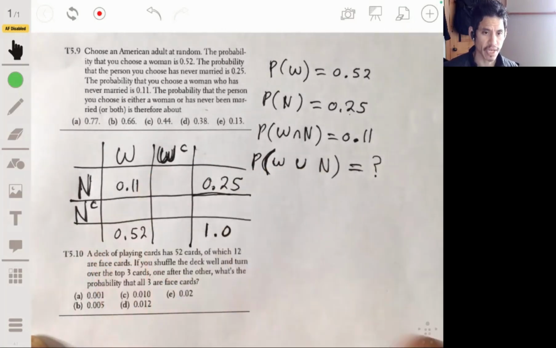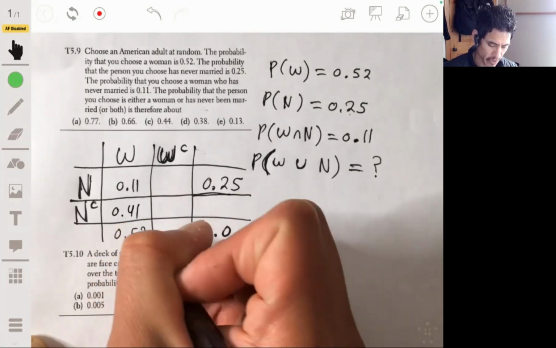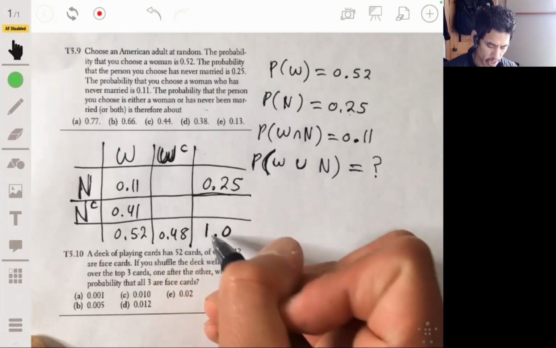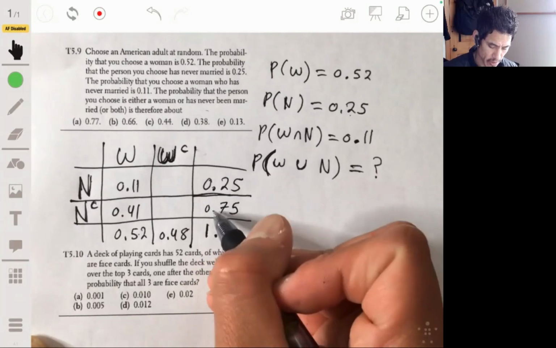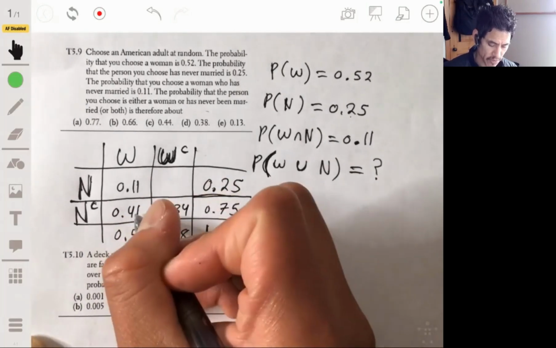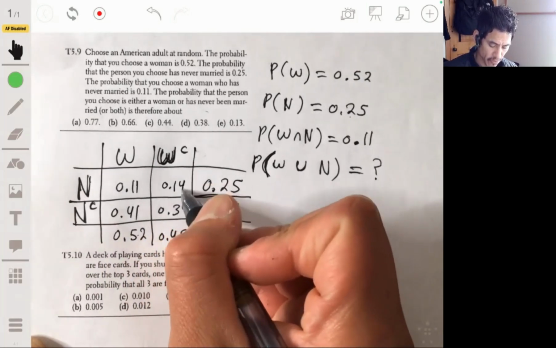And then we can fill in the rest because now we know 0.11 plus 0.41 is 0.52. 0.52 plus 0.48 is 1. 0.25 plus 0.75 is 1. Then here, it'll be 0.34 because 0.34 plus 0.41 is 0.75. And right up in here is 0.14.